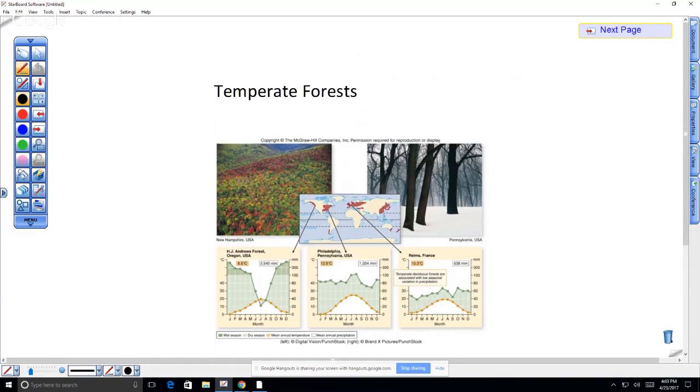Okay, so the forests around our area in Oregon are temperate forests. And temperate forests can be evergreen. And this would mean that they are coniferous.